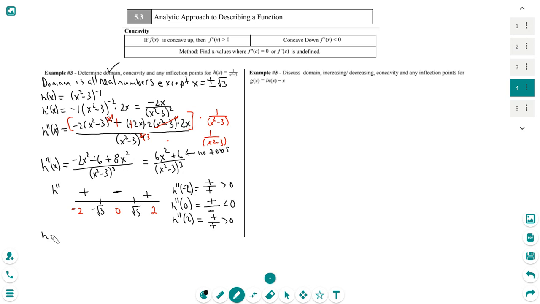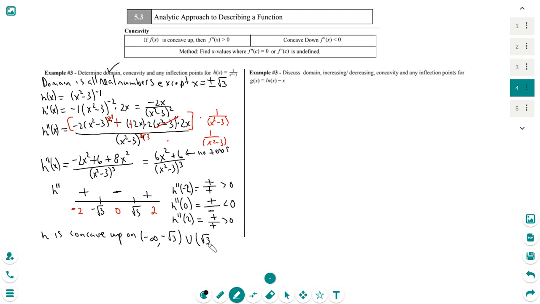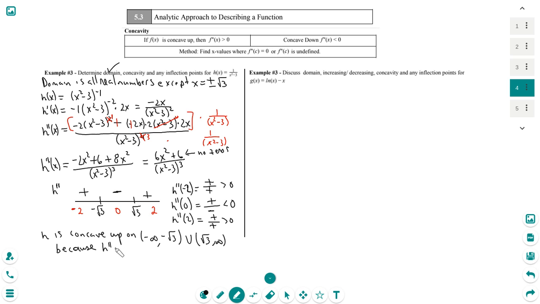So H is concave up on the intervals. There are 2 intervals. So on the intervals from negative infinity to negative root 3, union with the interval from square root of 3 to infinity. And then we state a reason because the second derivative is positive. So we can just say H double prime is greater than 0.